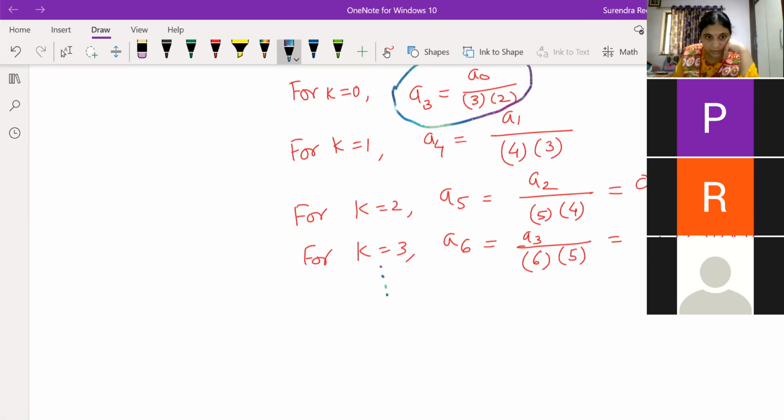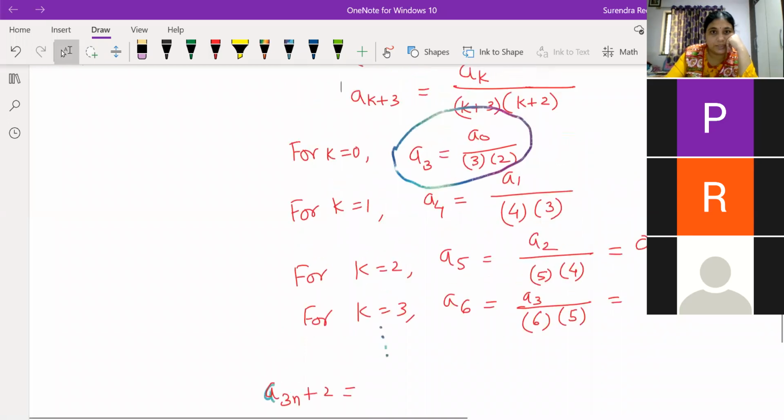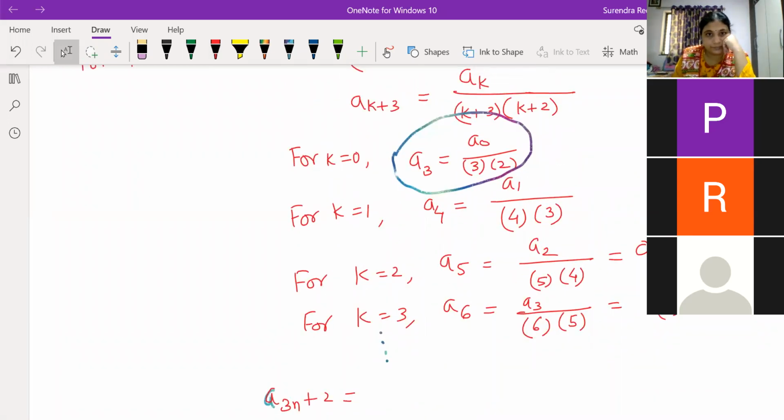So from this I can say, change the color. A3n plus 2 is equal to what? A3n plus 2. What is my AK? It is of the form like this, no? A5 will be 0, so I will get 0 for all n equal to 0, 1, 2, and so on. Because A2 is 0. A5 is 0.